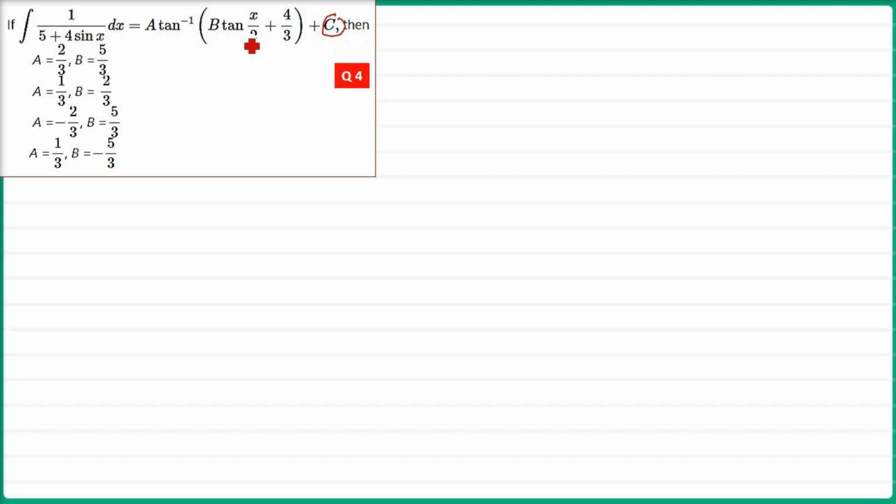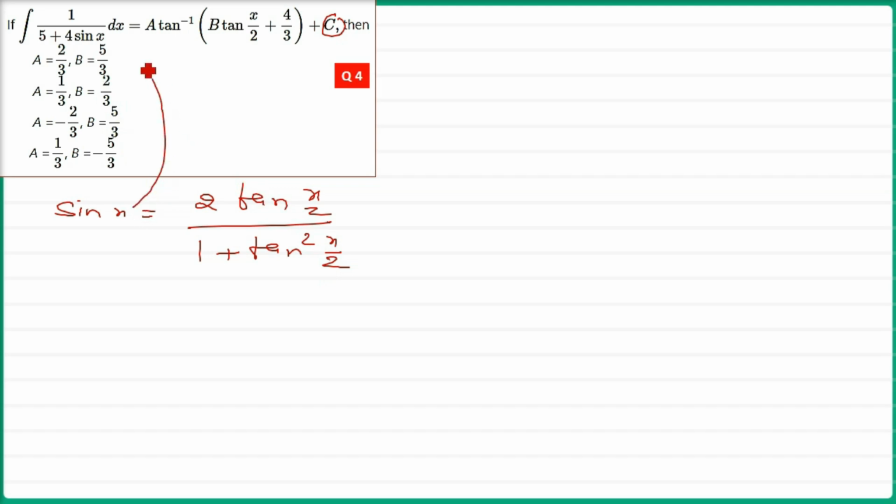So what are we going to do? Because on the right you can see it's tan. So we need to change the left so that tan x by 2 appears. Because we know that sin x is equal to 2 tan x by 2 divided by 1 plus tan square x by 2, and cos x is 1 minus tan square x by 2 by 1 plus tan square x by 2.